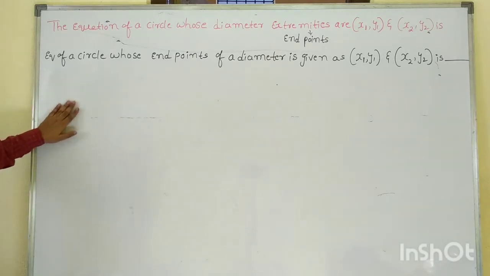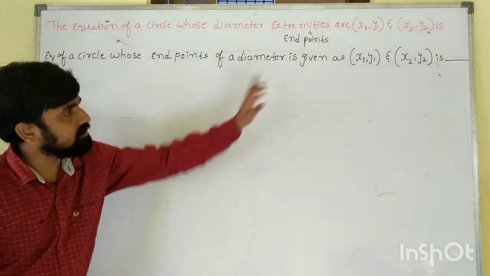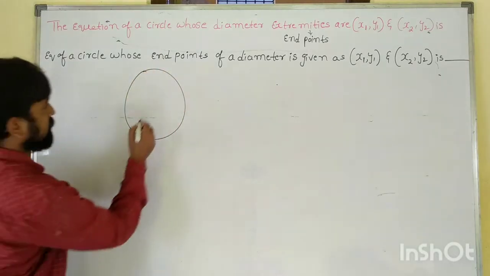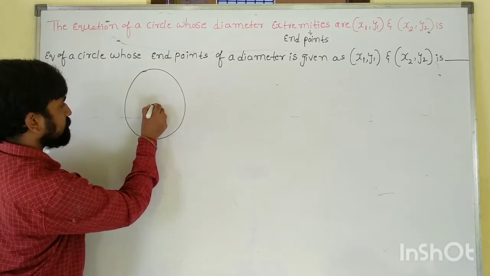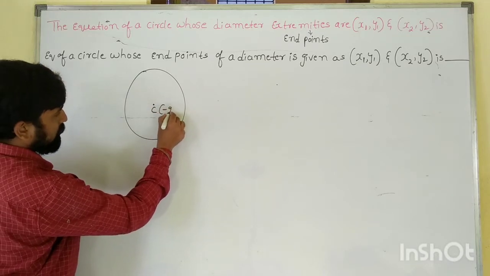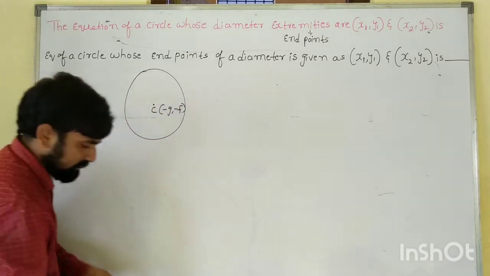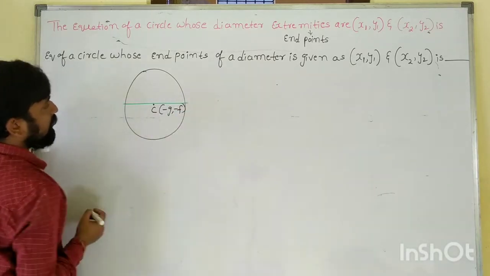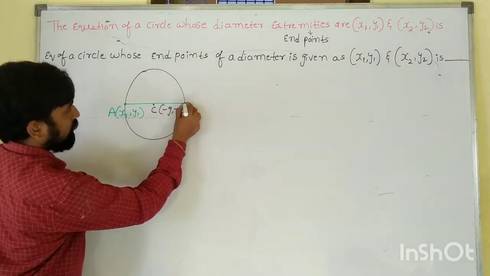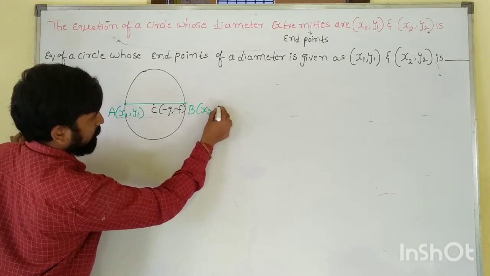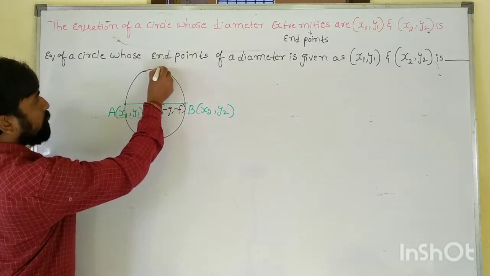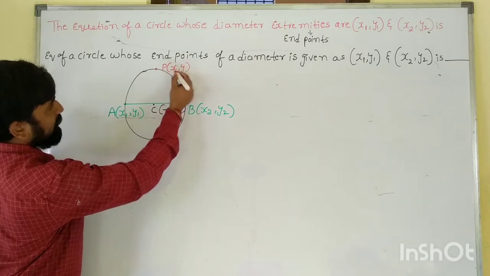So, equation of a circle. We need to find the equation of a circle whose endpoints of a diameter are given. This is the circle, and this is the center, which is given as (-g, -f). The endpoints of the diameter are point A (x1, y1) and point B (x2, y2). Next, take a point P (x, y) on the circle. The circle is passing through this P.